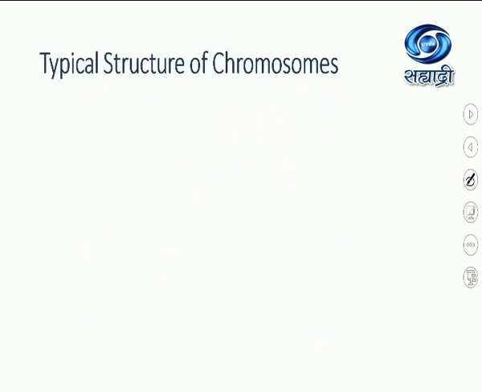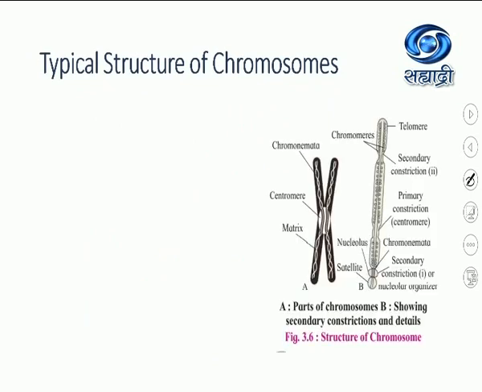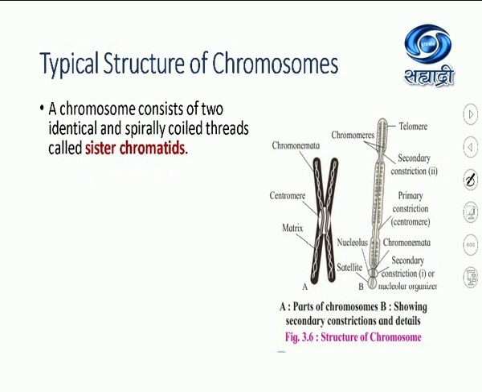Now, let us see the typical structure of a chromosome. You can go through this picture. I have taken this picture from your textbook itself. So, we'll begin. A chromosome consists of two identical, that is similar, spirally coiled threads, which are called sister chromatids. You can look at this picture. This is a chromatid. This is a chromatid. If you look under the microscope, you will see that they are made up of spirally coiled, thread-like structures, and these are called sister chromatids. So this and this are sister chromatids of each other.